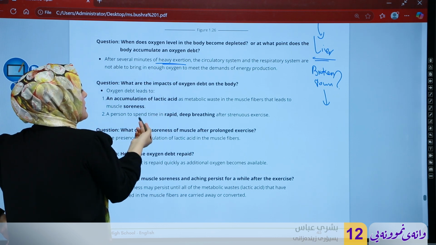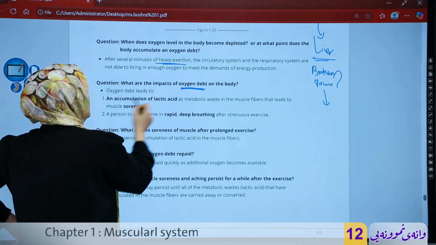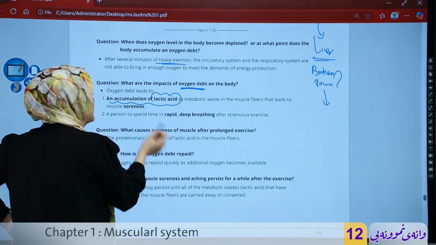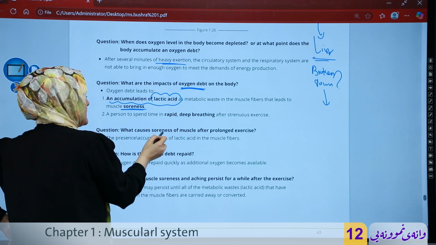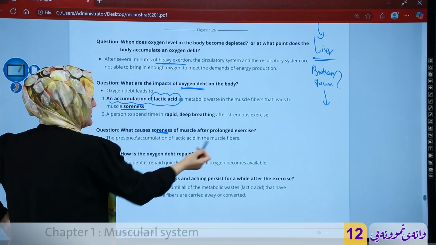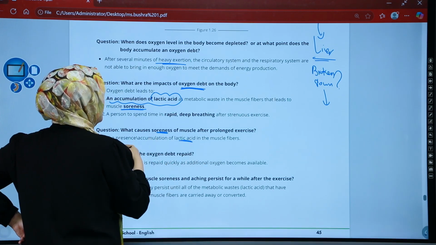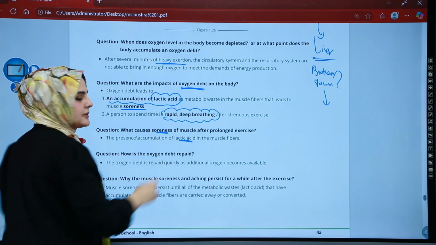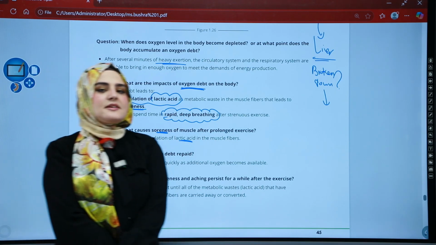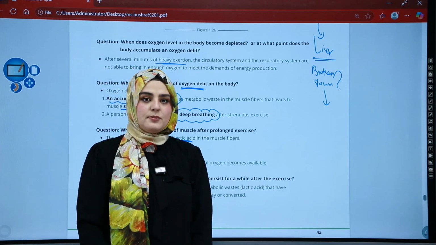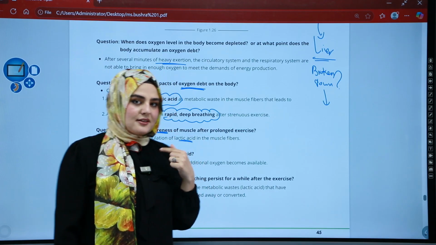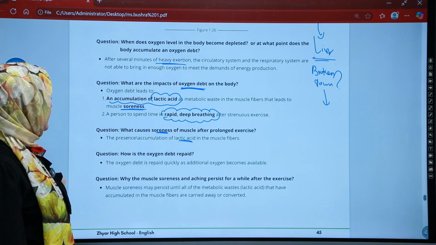And then what impacts this oxygen debt is accumulation. Accumulation means piling up of lactic acid, which causes soreness. Here we said what causes soreness. It is the presence of the lactic acid. Another thing, how do you know the person is paying off their debt? Because even after they stopped and standing with you normally, they're still like that. That's how you know they're paying their debt, and they had lactic acid in their body.